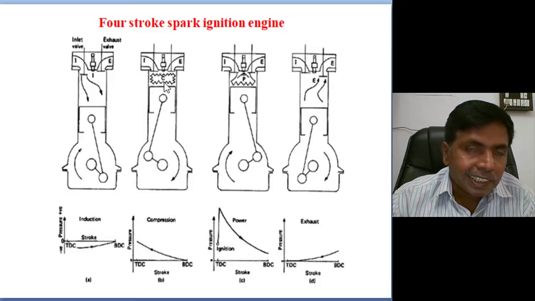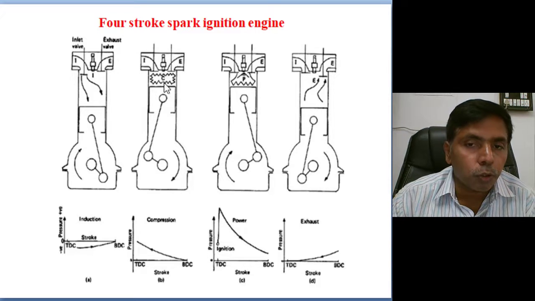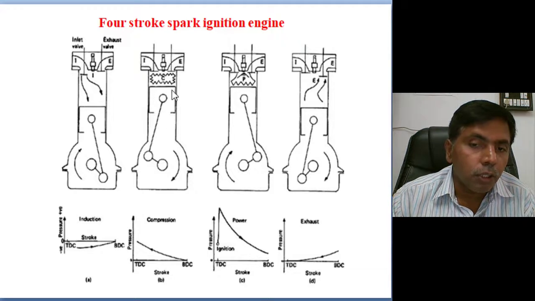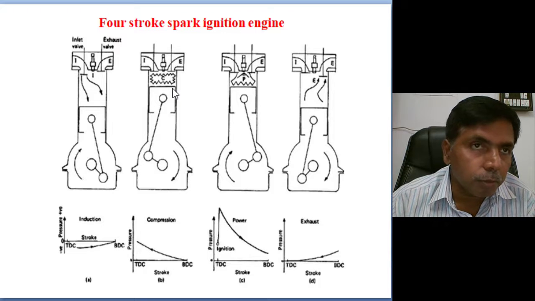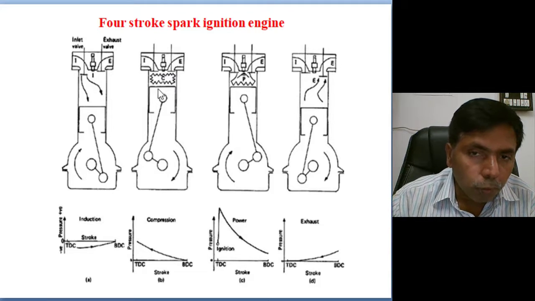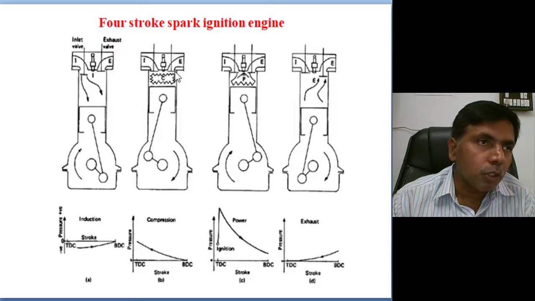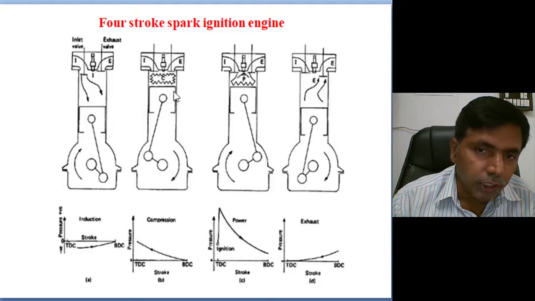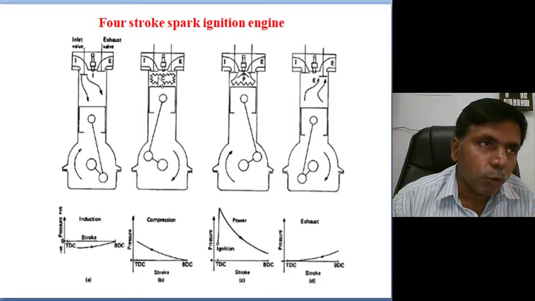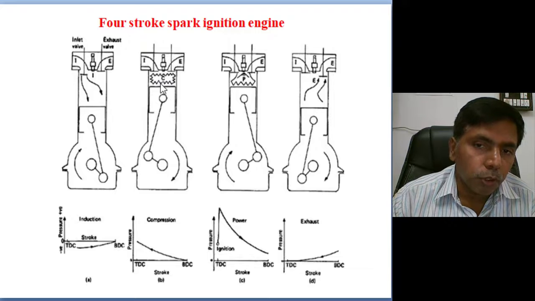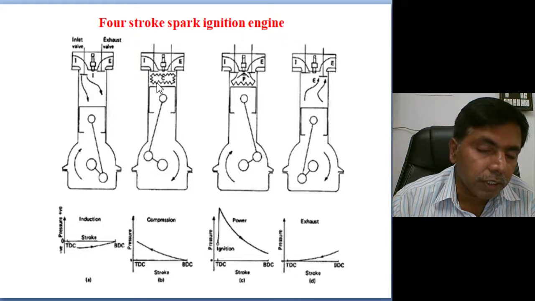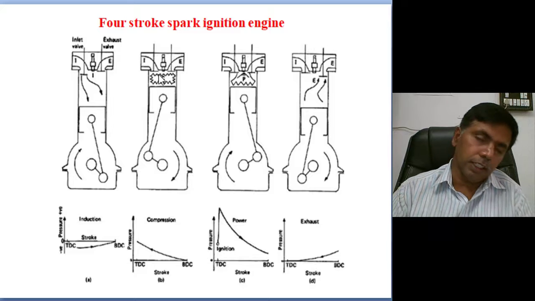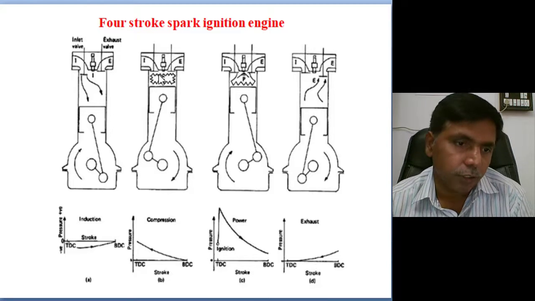Whatever air fuel mixture was sucked inside the cylinder in the intake stroke is compressed while the piston is moving from bottom dead center to top dead center. Once it reaches top dead center, only some volume is left. That volume is called clearance volume. The volume between the cylinder head and piston crown, whatever is left in between, is called clearance volume. So in the clearance volume, the entire compressed air and fuel mixture is available inside the cylinder. This is the second stroke.